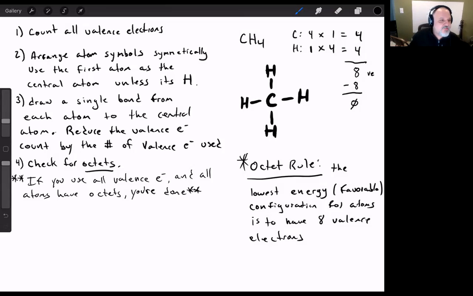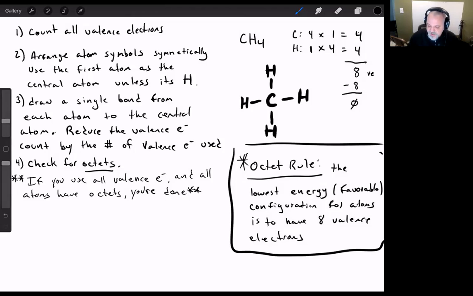Do all atoms have an octet? Yes. Did we run out of valence electrons? Yes. So we're done. This is the picture of CH4. Okay, let's try something different. So do we know what the octet rule is now? Does anybody have any questions about the octet rule? Because I'm going to erase this part.